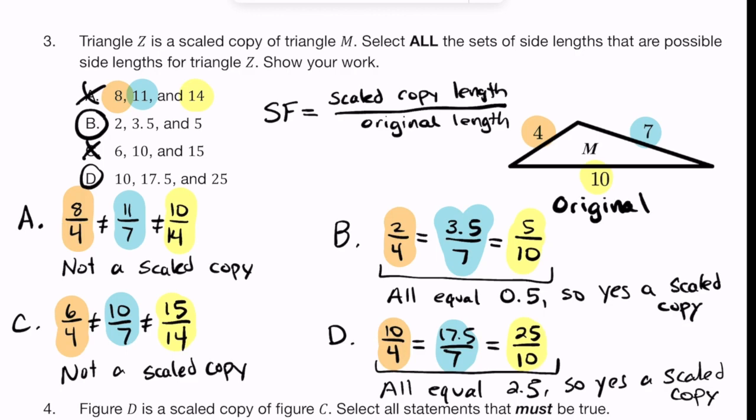So for B and D, when we take these ratios of 2 to 4, 3.5 to 7, and 5 to 10, where all those ratios are equal, we get a scale factor of 0.5. So that's a scale factor. And then for D, we're going to do the same thing. 10/4, 17.5 sevenths, and 25/10, all equal 2.5. So since those ratios are equivalent, it is a scaled copy, and 0.5 and 2.5 are our scale factors. In A and C, we get not equivalent ratios, so those can't be scaled copies.